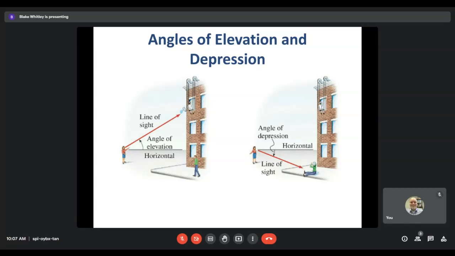So you can see the line of sight this time is above the horizontal, so we're going to have an angle of elevation. In the other case, if we have a horizontal line and we're looking down at some object, our line of sight is below the horizontal, we're going to have an angle of depression instead. But again, in both cases, we always have to measure from horizontal if we're dealing with angles of elevation or angles of depression.